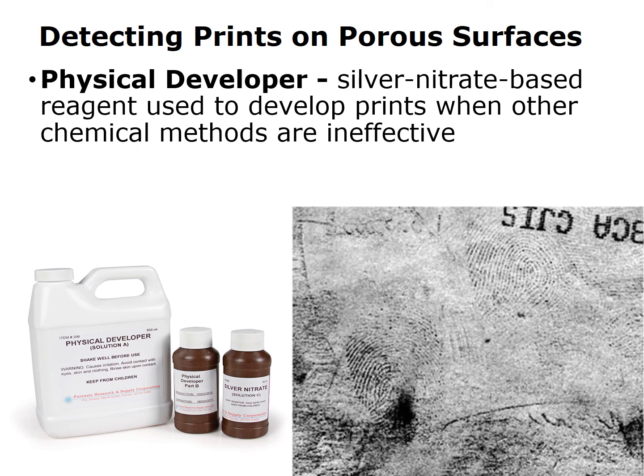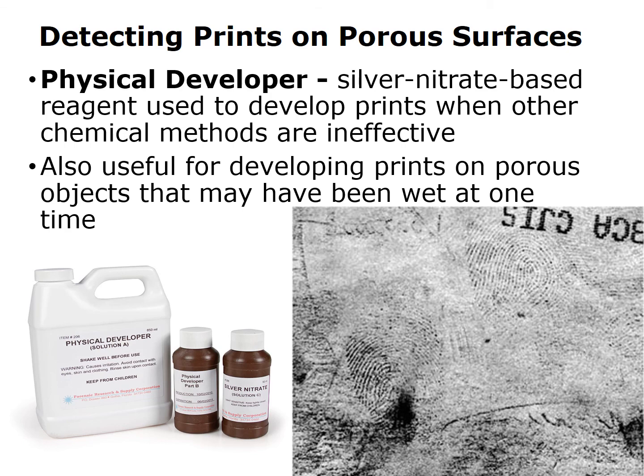Another chemical is called physical developer. This is a silver nitrate-based reagent. It's used to develop prints when other chemical methods have not worked or have been ineffective. Physical developer has also been found to be useful for developing prints on objects that may have been wet at one time. Perhaps a paper has been touched by the suspect and then the paper has been left out in the rain, etc. Physical developer has been handy in those situations.